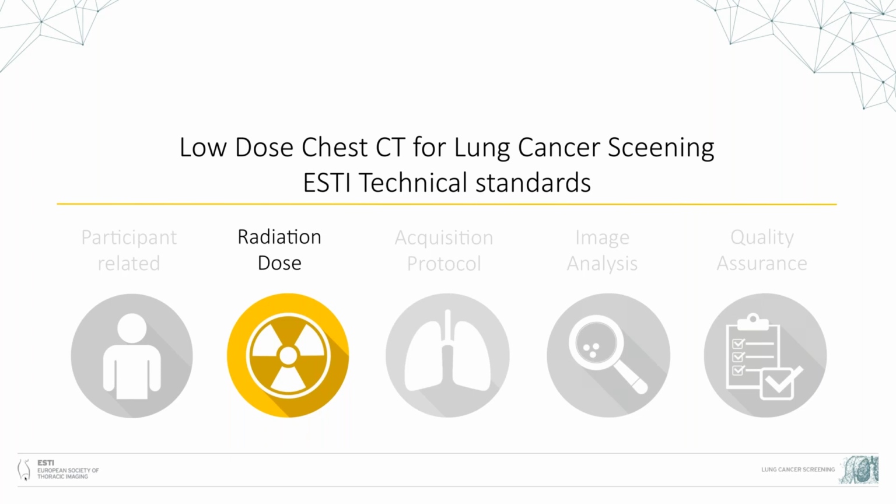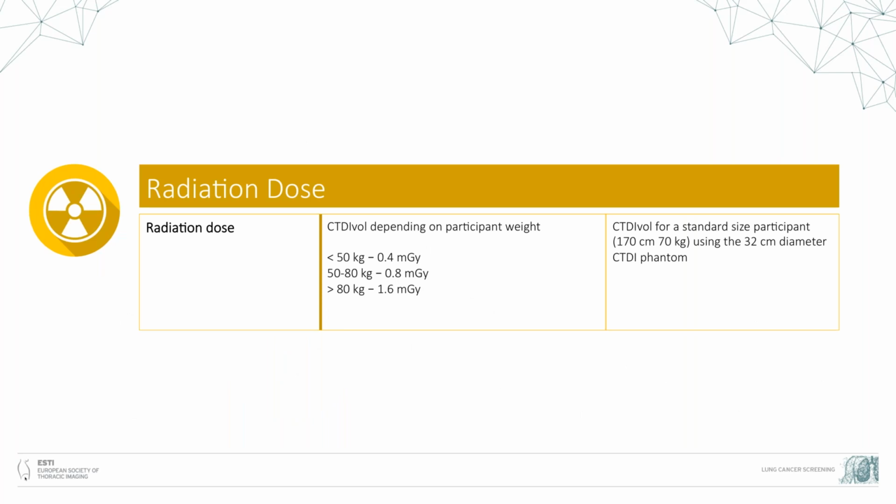The second topic is radiation dose. So what is proposed by the ESTI as CTDI volume-based guidelines? They are based on participant weight. For very thin participants, less than 50 kilograms, 0.4 milligray CTDI volume. For participants between 50 and 80 kilograms, 0.8.